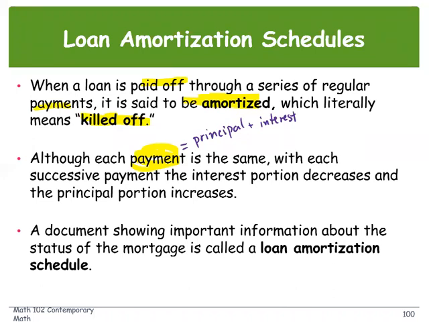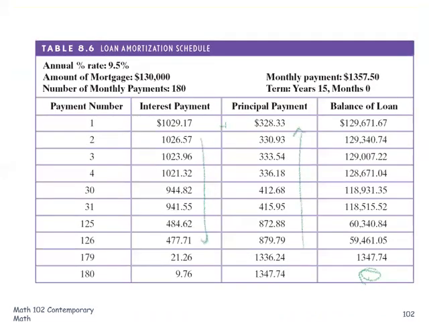With each successive payment, the interest portion will be decreasing, while the portion of the principal will be increasing. The table that shows the status of the mortgage is called a loan amortization schedule. For example, this table shows the loan amortization schedule.